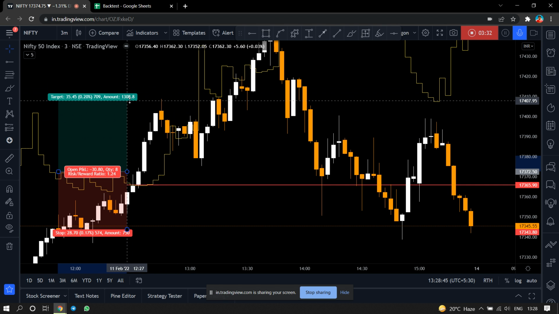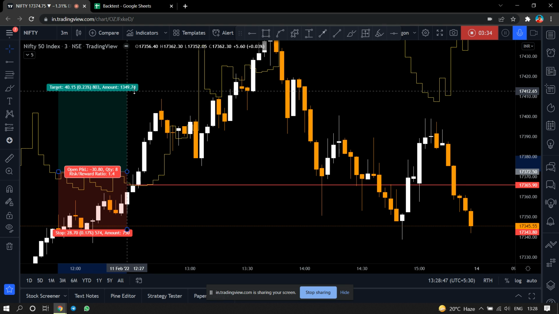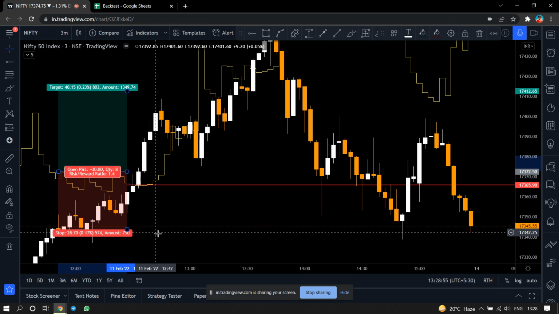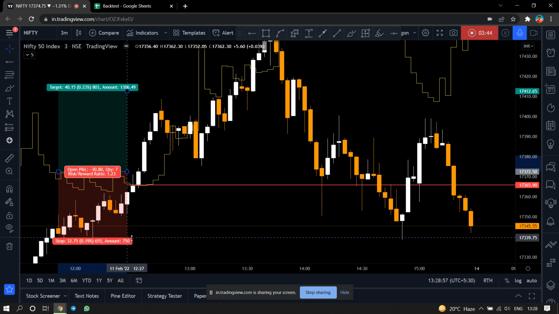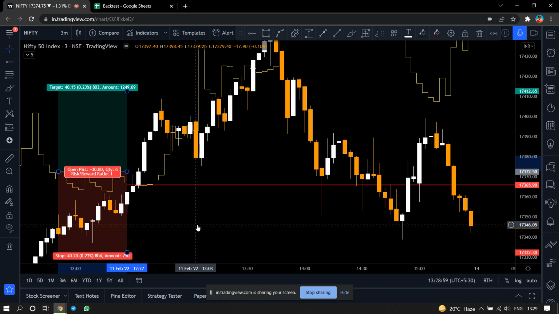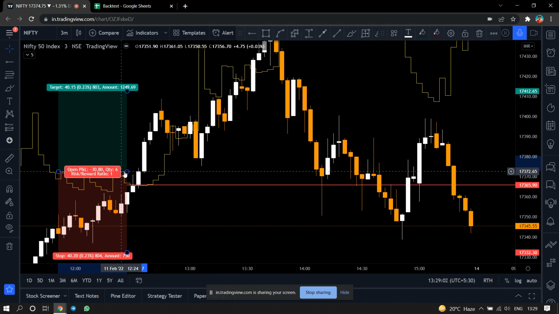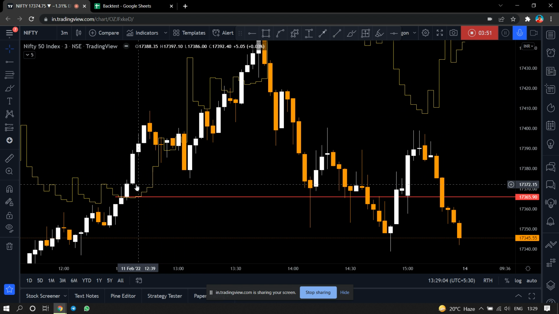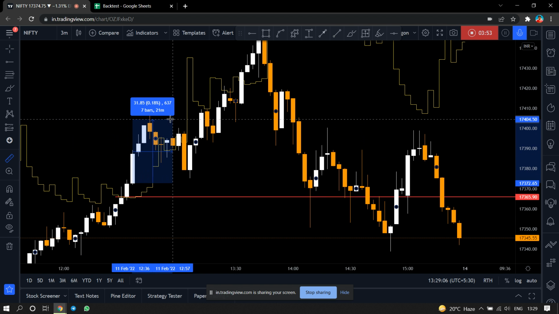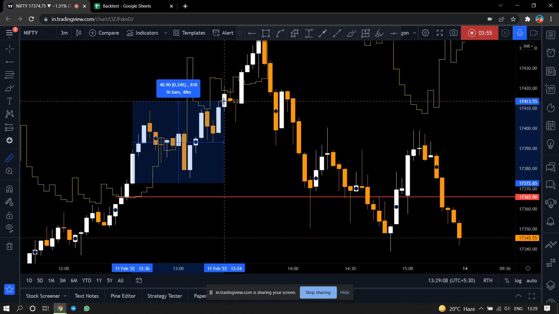I would say maintain an equal risk reward ratio and try to target just 40 points, which is around 0.25%, a great number. So try to target 40 points and keep a stop loss of 40 points as well. Here you see in our first trade we are able to capture those 40 points. If we would have taken a trade here, we would have captured our 40 points here only.